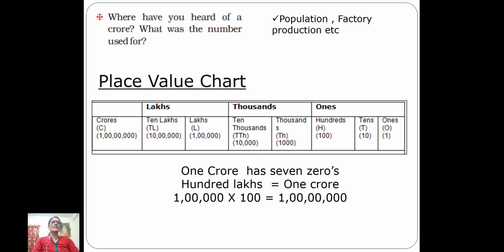Take all the zeros and put them down there. Just write it down there. And it comes to 7 zeros. So that is equal to 1 crore. So 1 crore has 7 zeros. Don't get lost in the zeros. Yes, 1 crore has 7 zeros.